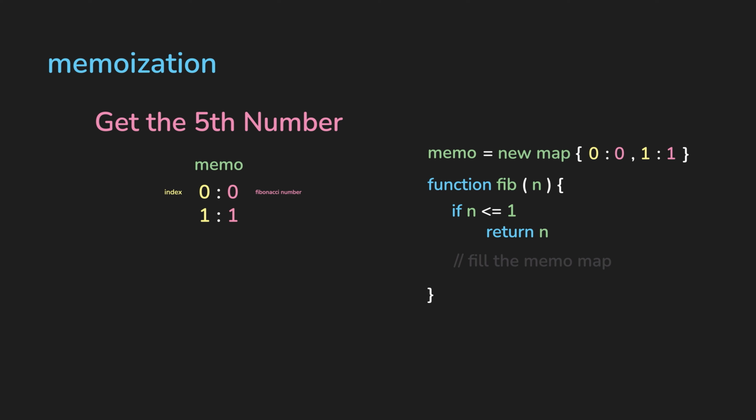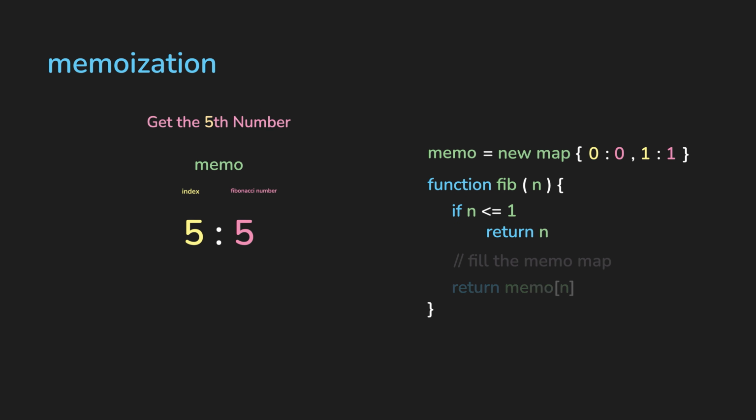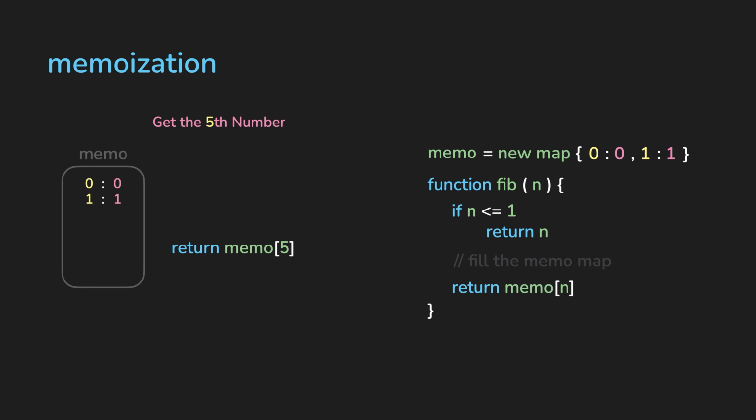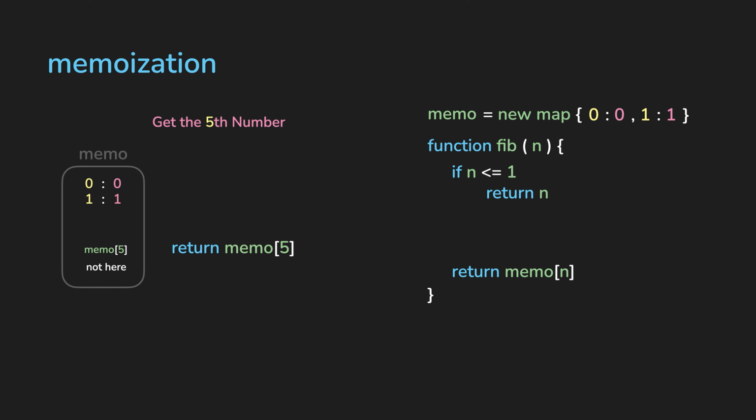Now, this is the plan. We are going to fill the memo map, and then we will return the one with the key n. That's our big plan to get the nth number of the Fibonacci sequence. For example, if we want to get fib 5, we can simply return memo at the index 5. But right now, memo 5 is empty.